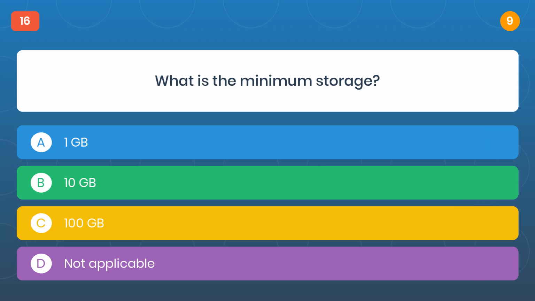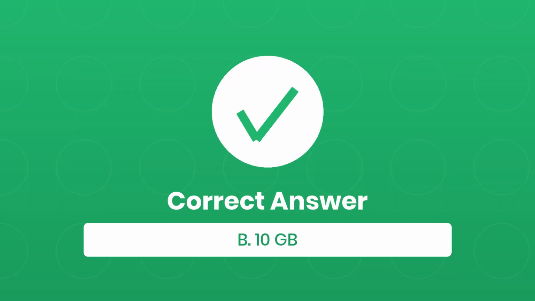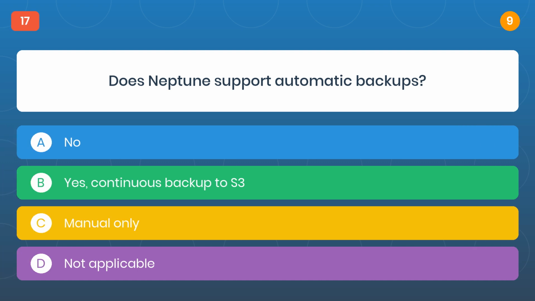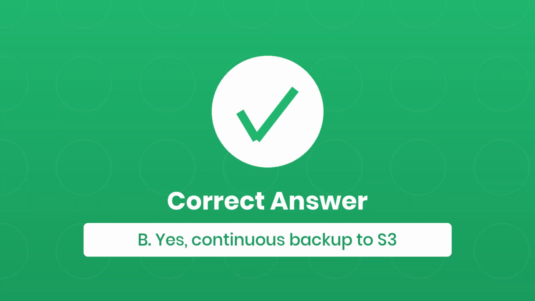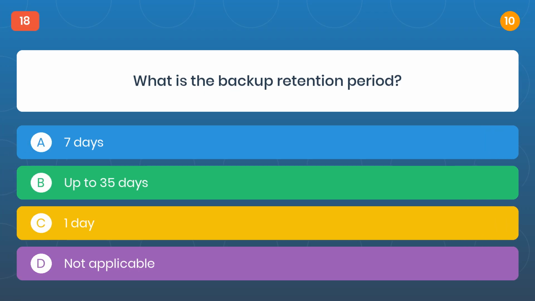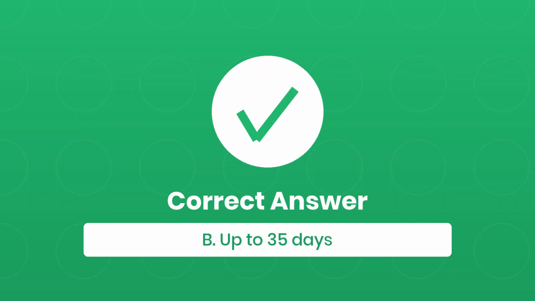Question 16. What is the minimum storage? The correct answer is B, 10 gigabytes. Question 17. Does Neptune support automatic backups? The correct answer is B, yes, continuous backup to S3. Question 18. What is the backup retention period? The correct answer is B, up to 35 days.